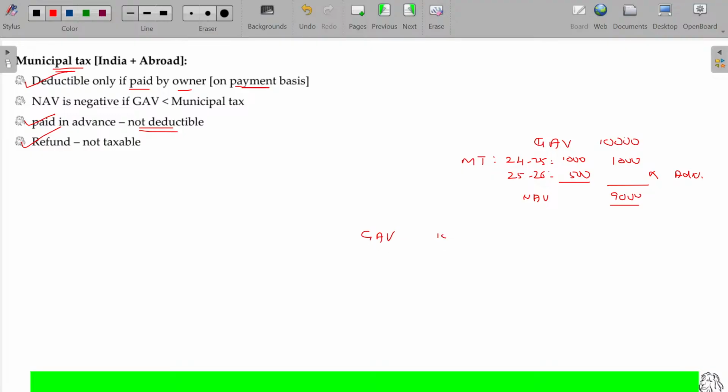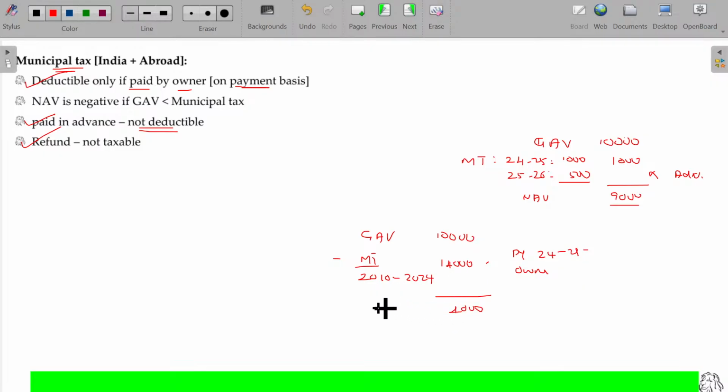GAV being 10,000 rupees, municipal tax for the year 2010 to 2024. You totally forgot to pay the municipal tax for more than 14 years. Per year, it comes around 1,000 rupees, for the entire 14 years put together, the overall municipal tax payment being 14,000, paid in the previous year 24-25 by the owner. What happens in this case is that the entire 14,000 can be subtracted.